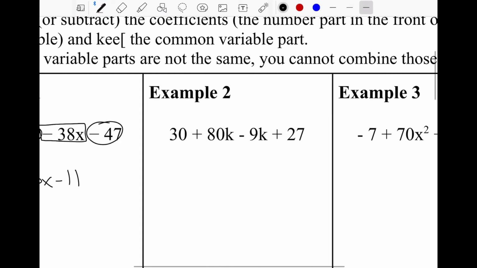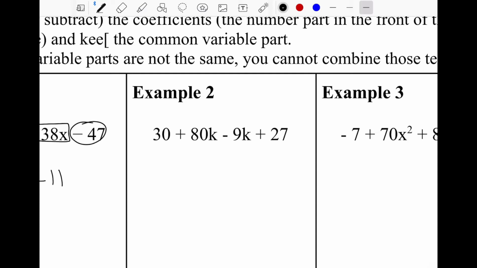All right, so let's look at example 2. Same thing: I look for things that are common. The first term I have is 30. Do I have anything in common with 30? I'm looking for something that doesn't have a variable behind it, which is a positive 27. So I'm going to go to the side of the sheet of paper, put my 30, and then my positive 27 under it. Those are both positive numbers, so I can add them together and keep the plus sign. That's going to give me 57.